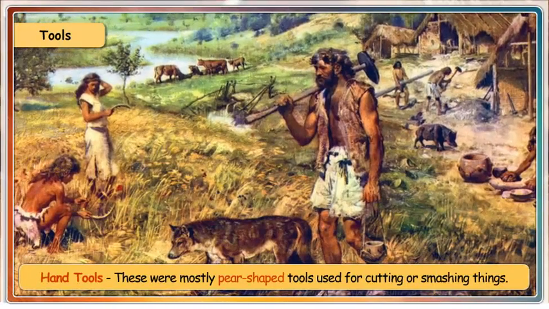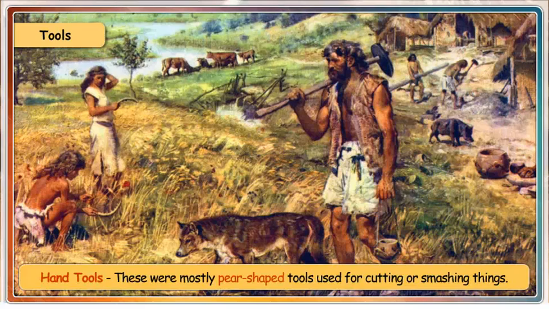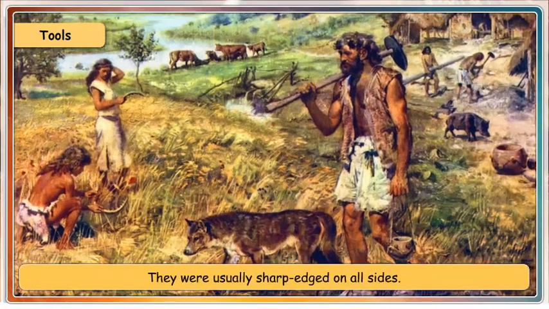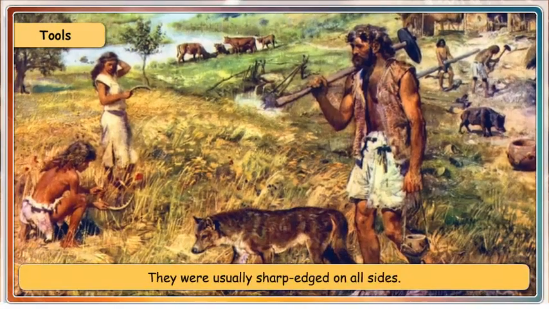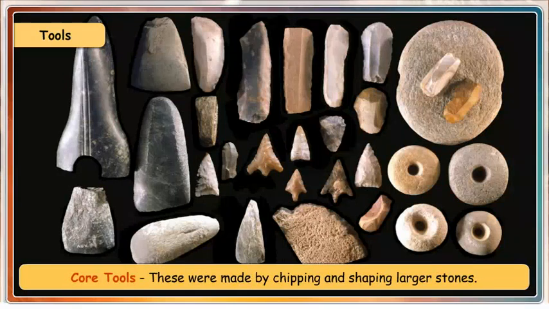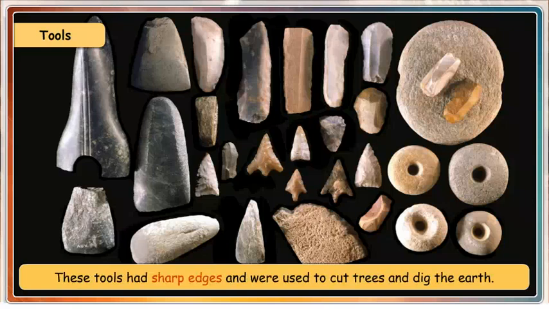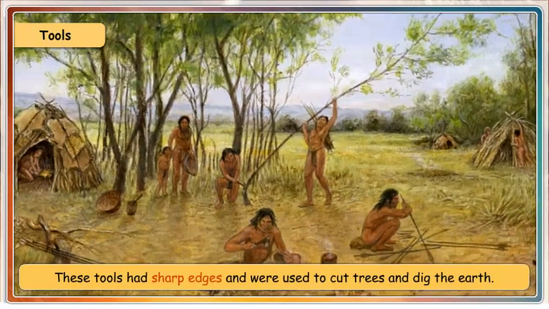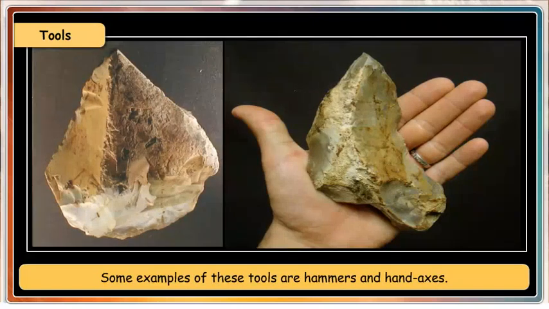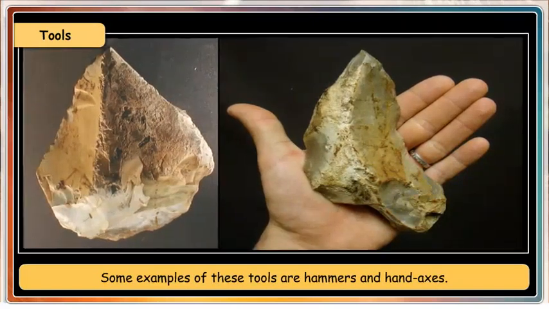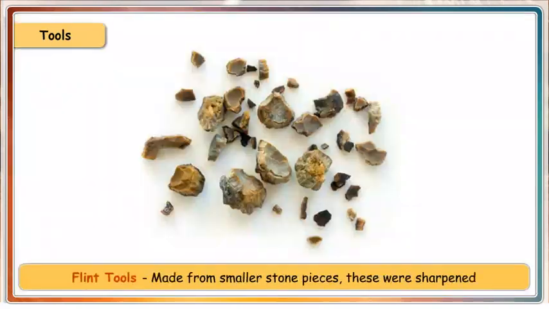These were mostly pear-shaped tools used for cutting or smashing things. They were usually sharp-edged on all sides. Core tools. These were made by chipping and shaping larger stones. These tools had sharp edges and were used to cut trees and dig the earth. Some examples of these tools are hammers and hand axes.